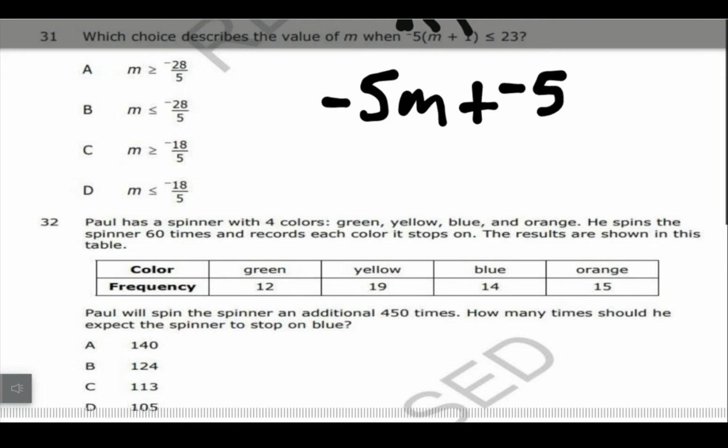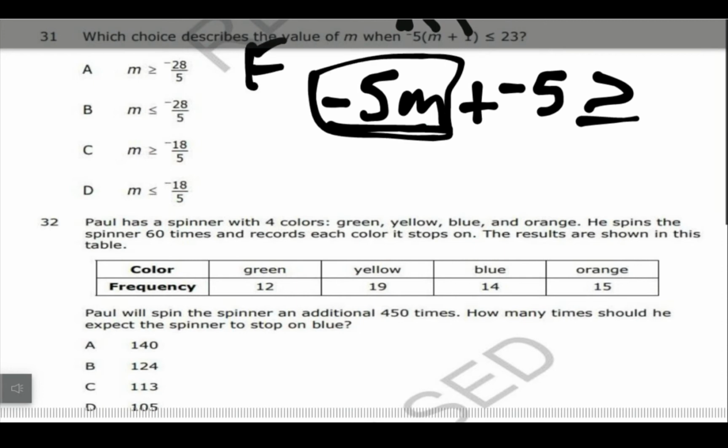All right, and then you remember, okay, when I have a negative variable, I have to flip the sign. So the sign was facing to the left. I have to flip it because it's a negative. All right. I want to flip the sign. Now it's greater than or equal to, and then we have 23.